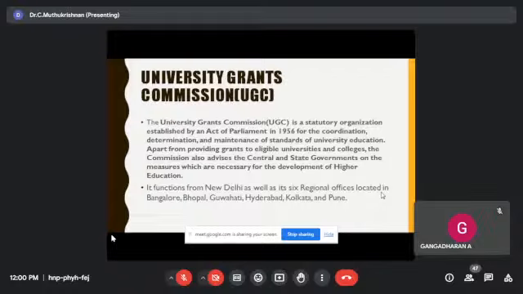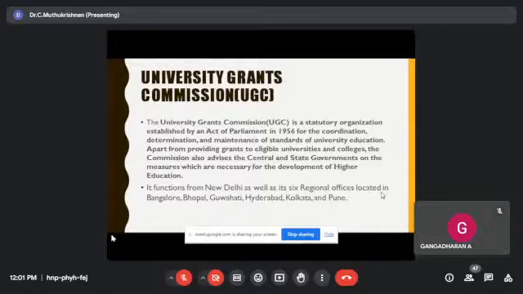So as per the University Grants Commission, it was established by an Act of Parliament in 1956 for the coordination, first one, for the determination, second one, for the maintenance of the standards of university education, the third one. So these three things are very, very important in the University Grants Commission. Apart from providing grants to eligible universities and colleges, the commission also advises the central and state governments on the measures which are necessary for the development of higher education.